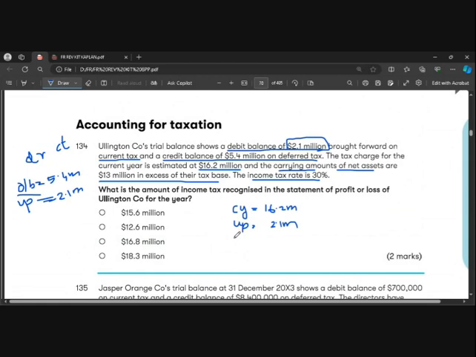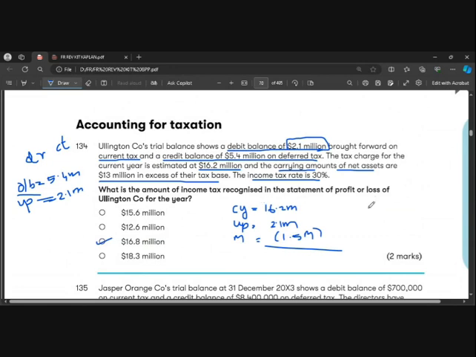So in our equation, we have a movement of negative 1.5. Just find the sum. You will find the amount that will go to SOPL. 16.8. Yes, this is the answer.